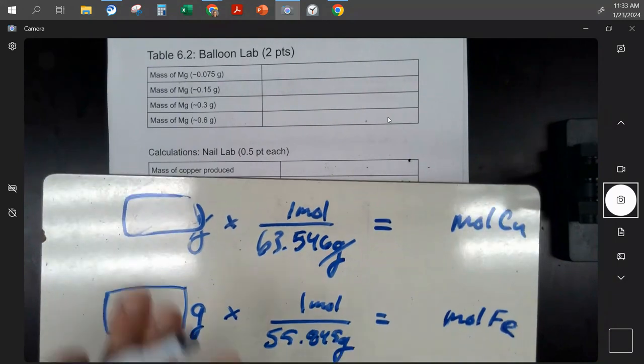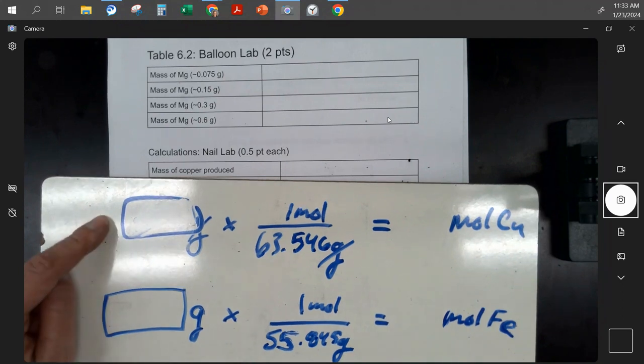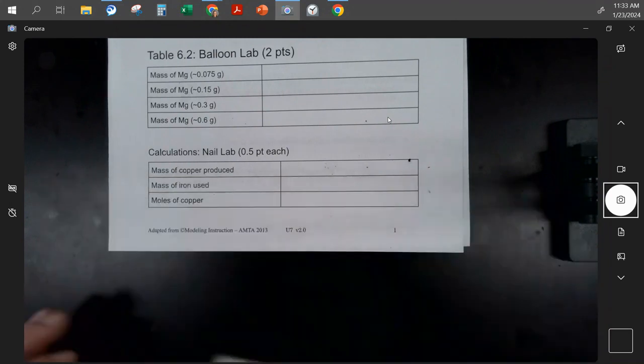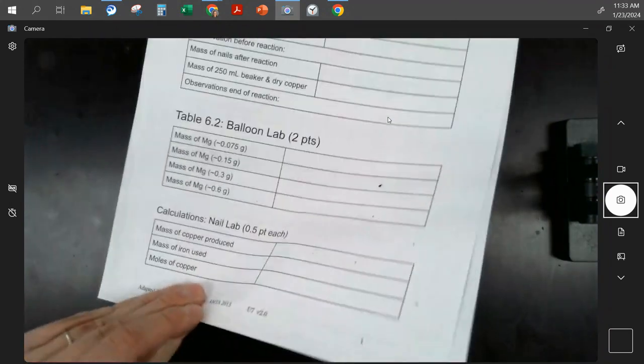Oh yeah, sorry. This is just on my periodic table. That's not something I'm memorizing. If I used that every day, maybe I would memorize it, but because I have my periodic table, I can just look it up. Okay, so we're going to take the mass of copper, divide by the molar mass to get the moles of copper, take the mass of iron, divide by the molar mass to get the moles of iron. So that's the first couple boxes there.